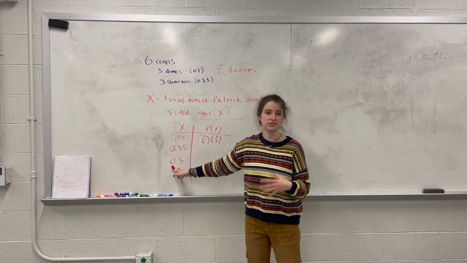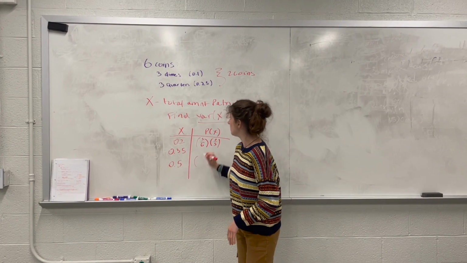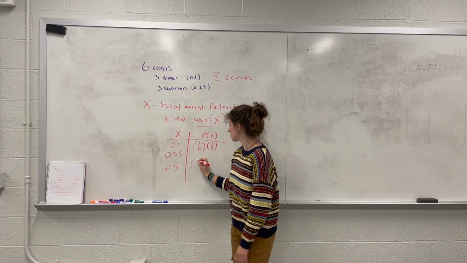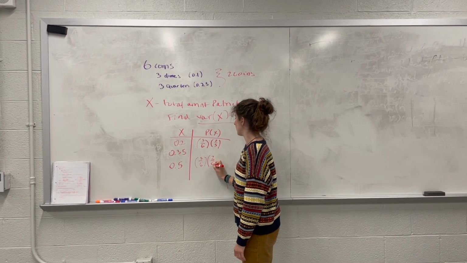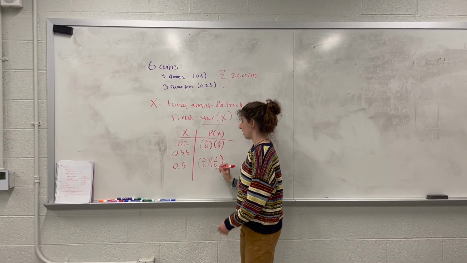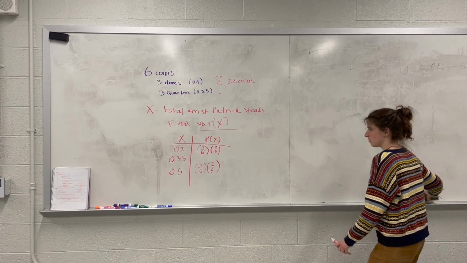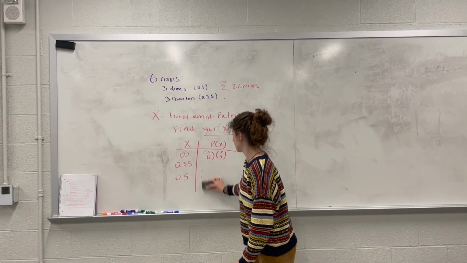Picking 2 quarters is exactly the same, because there are 3 quarters and 3 dimes. So 3 out of the 6, and then 2 out of the remaining 5 are still quarters. Here, let me move this down so it's not crowding out. Okay.